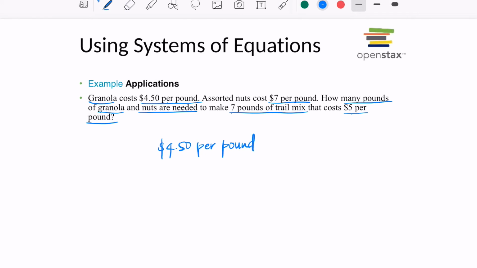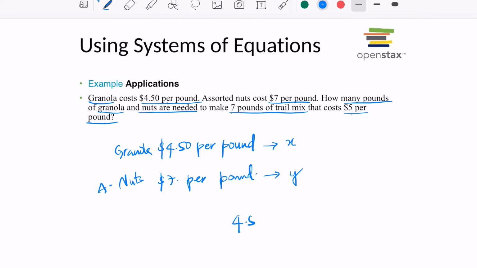And this is granola. The assorted nuts here cost $7 per pound. So how many pounds of granola and nuts are needed to make 7 pounds of trail mix that costs $5 per pound? They're asking us how many pounds of each are needed. For example, let's consider that the number of pounds of granola is X, and the number of pounds of assorted nuts is Y.